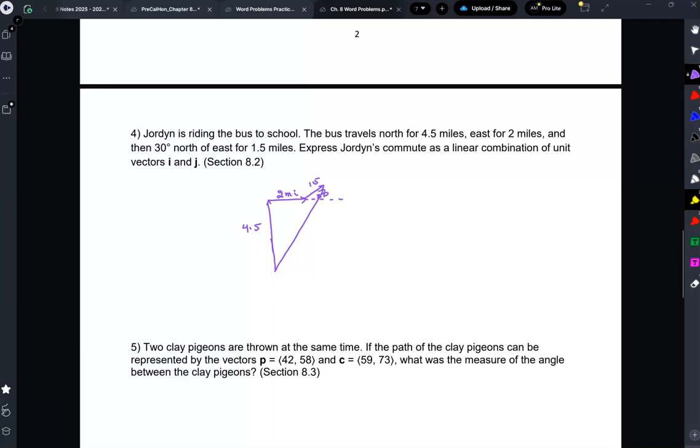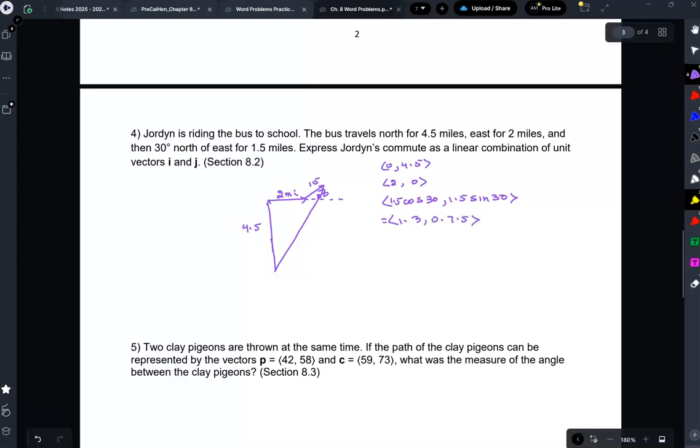Okay, so first we have 0, comma 4.5. That's the first one. The second one is 2, comma 0. And then the third one is 1.5 cosine 30, 1.5 sine 30. So sine 30 is a half, and cosine 30 is root 3 over 2. Obviously that's something that needs to be done on the calculator. And so this is going to be equal to 1.3 and 0.75.